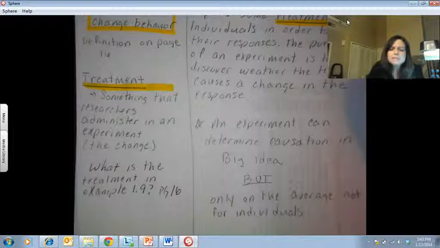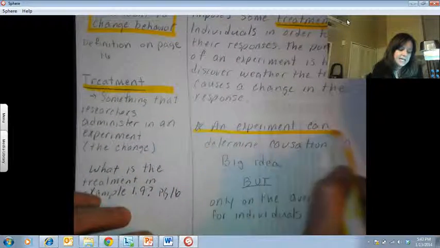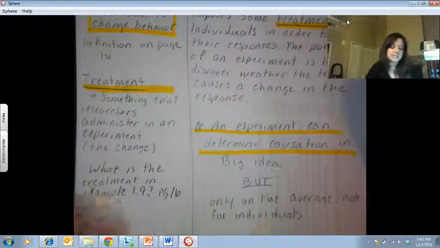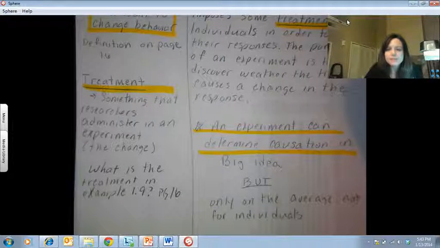An experiment can determine causation. This is a huge idea. An experiment can determine causation. Everything else we're looking at, studies, sample surveys, that's just collecting data, maybe analyzing data, figuring out the way things are currently working. An experiment is trying to see what would happen with the change. Again, that change is called the treatment.